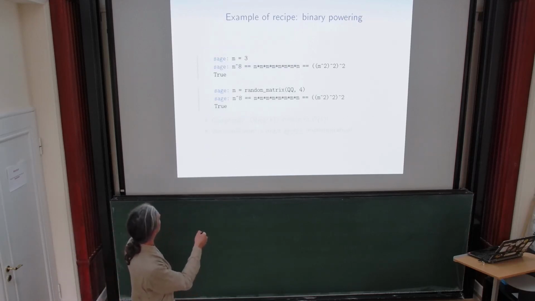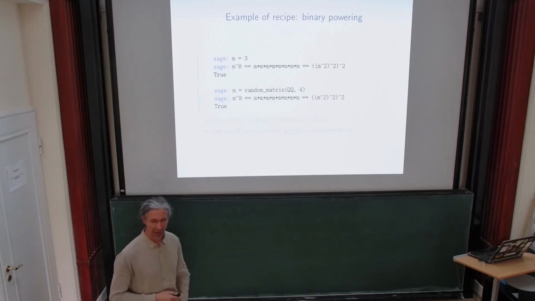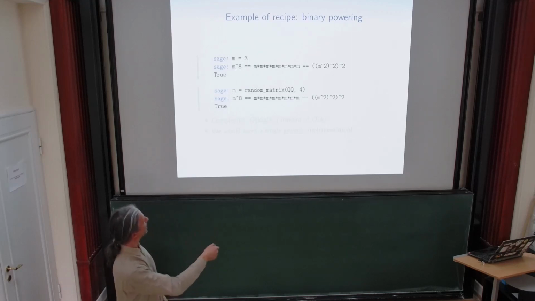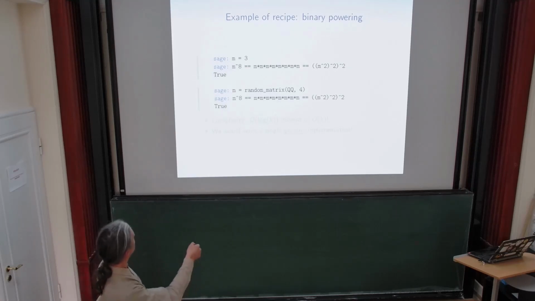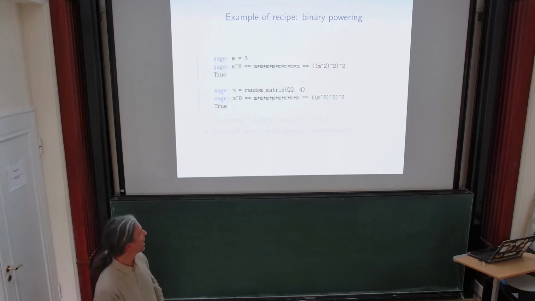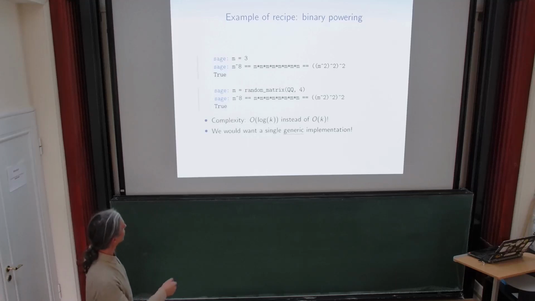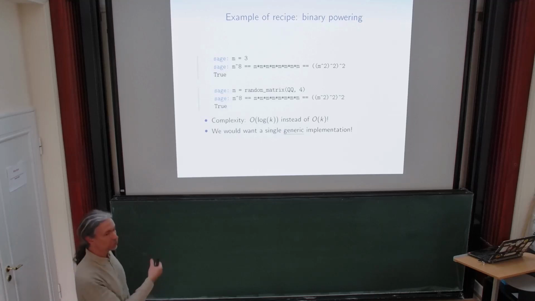I've got an integer m, I want to compute m to the power 8. I can do it the stupid way, or I can do it the clever way, right? So this is a recipe here. If m is a matrix instead, I can apply exactly the same recipe. And of course, that's nice because then I've got a much better complexity, right? So I don't want to have to do this for integers and matrices and so on. I want to do it once.